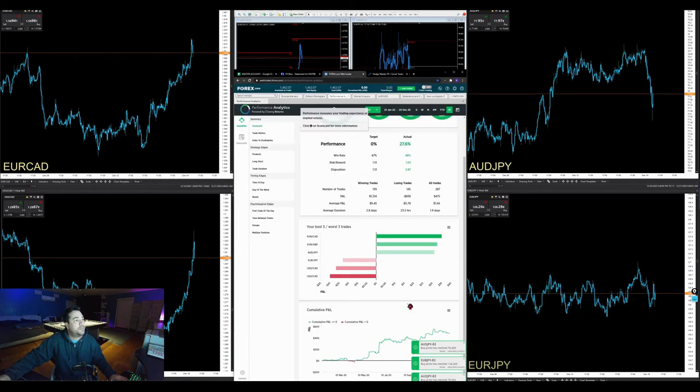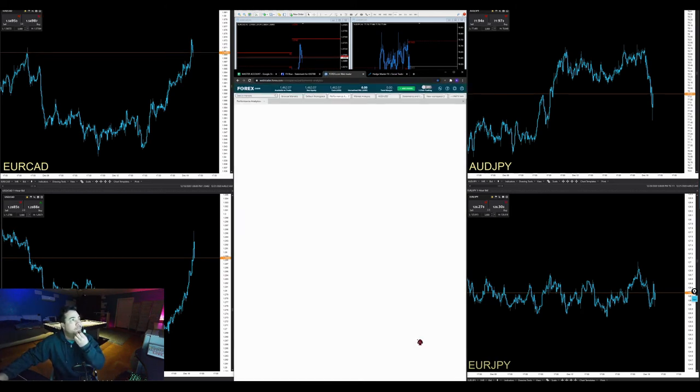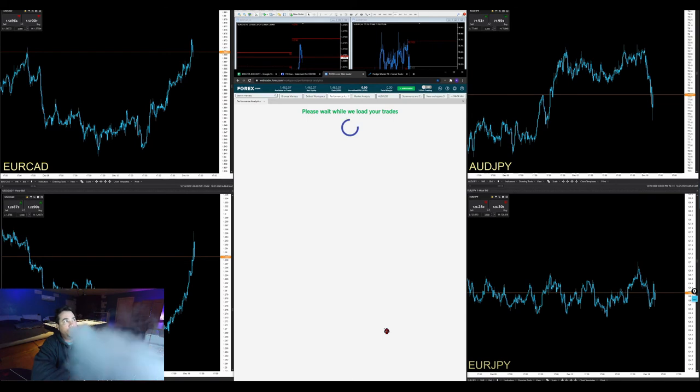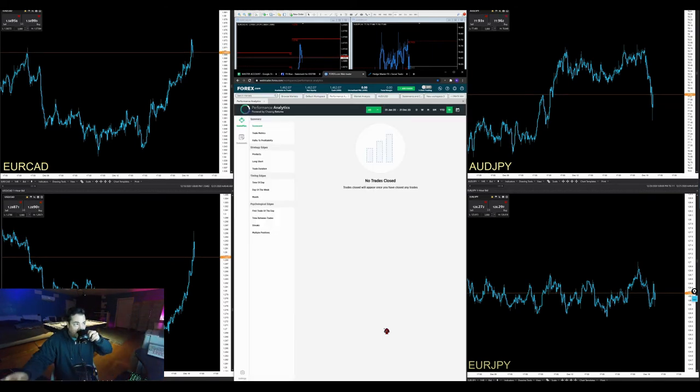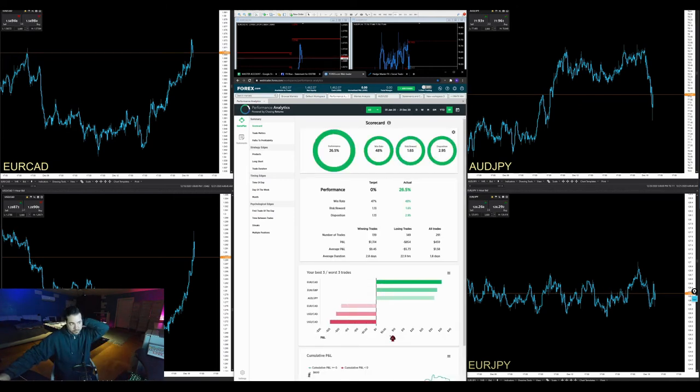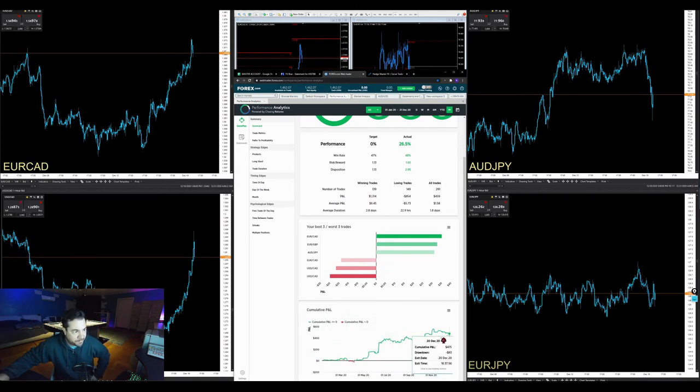Let's go ahead and see how that shows up on my brokerage account. Give this a quick refresh. I think it might have already showed up. Oh yeah, there it is. You see that dip down right there. That was the drawdown. Ooh. That's the last one I just marked right there.